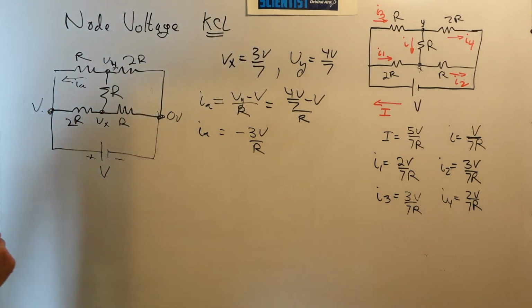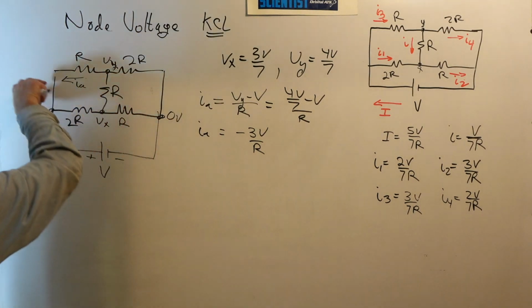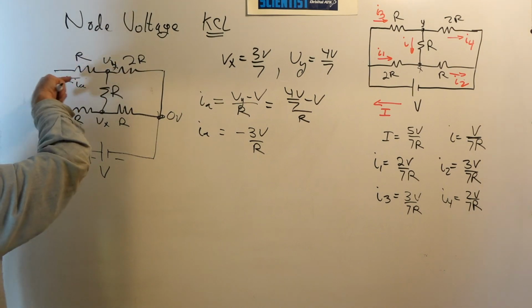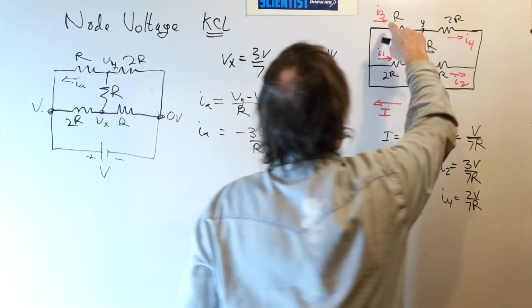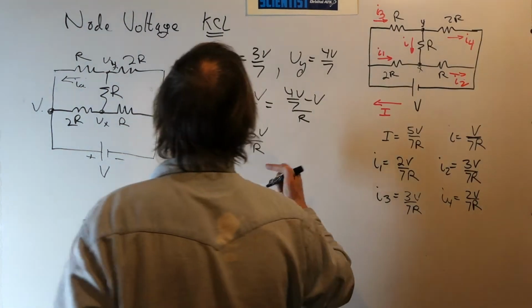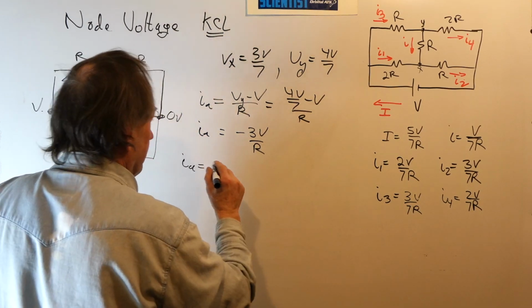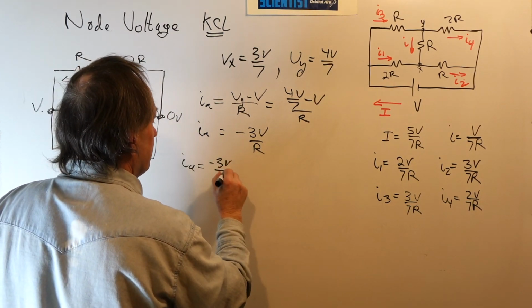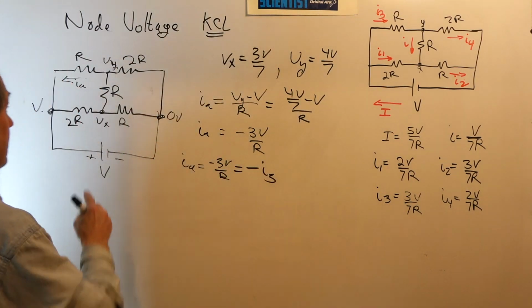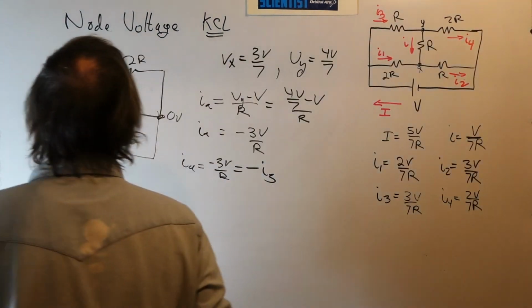So this tells me that IA is actually in the other direction because we have a minus sign. So IA, or the current flowing in R, is actually going from left to right, and that's what we see here. Our I3 is a positive 3V over 7R. Or we could write that IA equals minus 3V over R, which is minus I3. That is, IA is pointing opposite to I3.